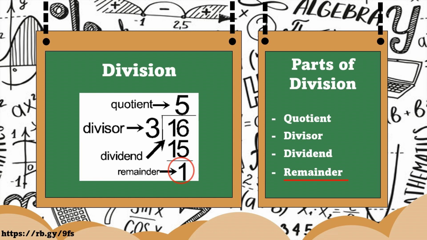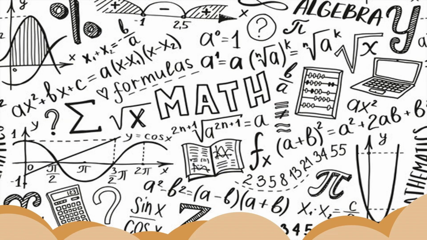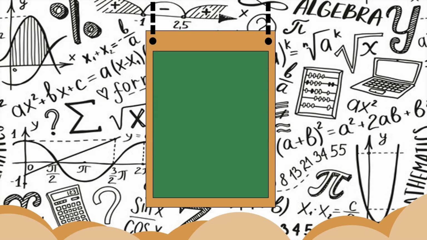Lastly, we have the remainder. The remainder is the value left after the division. It is a number that the divisor cannot divide, as it is smaller than the divisor. This will happen if the dividend is not completely divisible by the divisor. So, I think we already know how to do the long division. For those who already know, I think you have recalled your knowledge about long division. So, let's proceed to answer the example that I gave earlier.